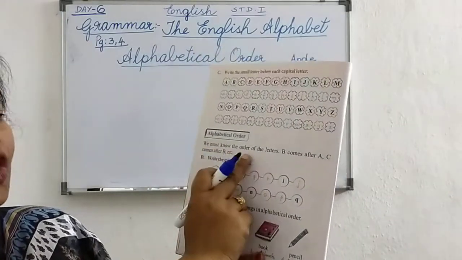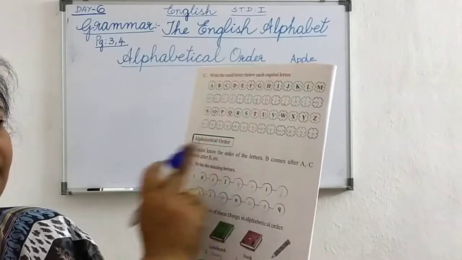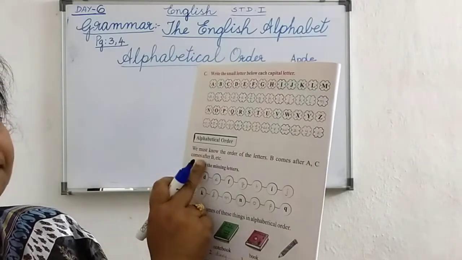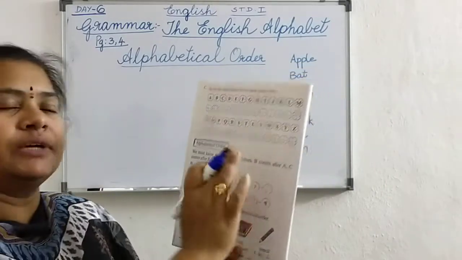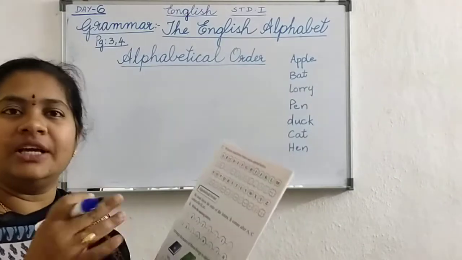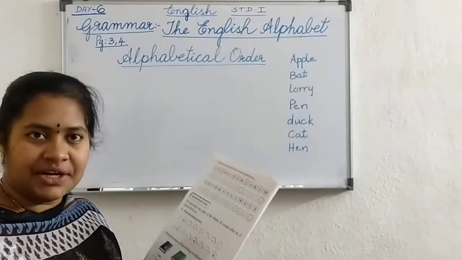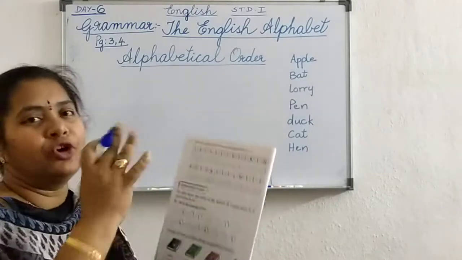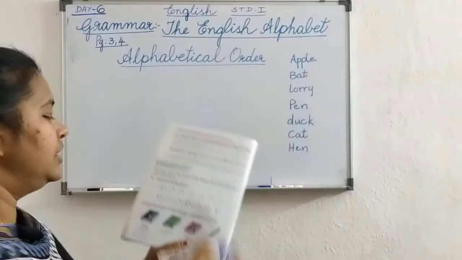Okay. Now see, I told you alphabetical order, we will check now. We must know the order of the letters. B comes after A. C comes after B. Yes or no? Yes. B comes after A only. A comes before B only. C comes after B. D comes after C. Yes or no? So, we must follow that. It is a rule. Yes or no? That is called alphabetical order.